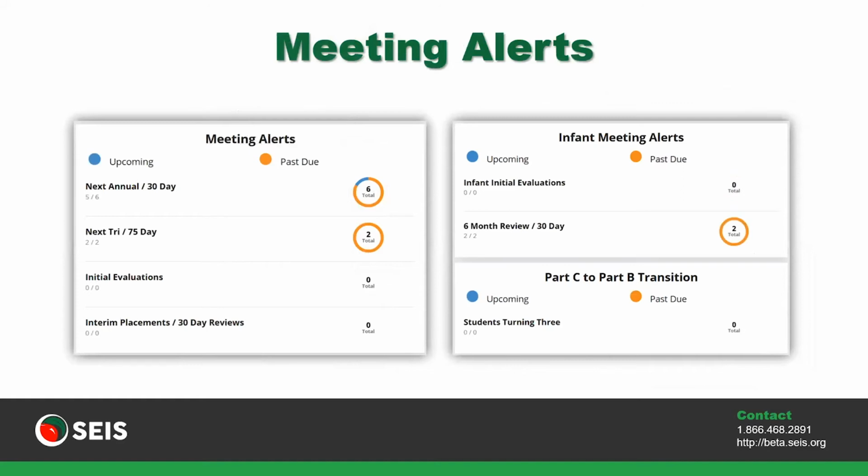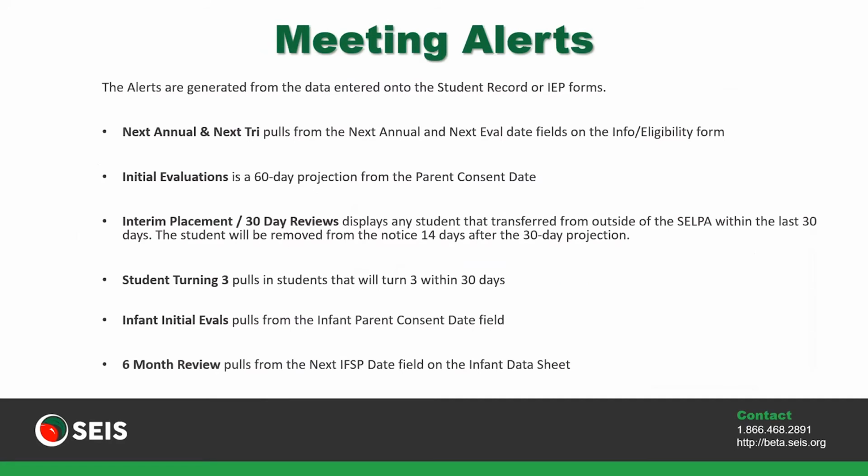All right, so we've got some meeting alerts. Meeting alerts actually keep you on your toes for upcoming meetings. As you see on the screen here, you can see your upcoming and any past due meetings for different types of meetings, and we'll quickly go over those as well. These alerts are generated from the data entered onto the student record or any IEP forms, such as the information and eligibility form.